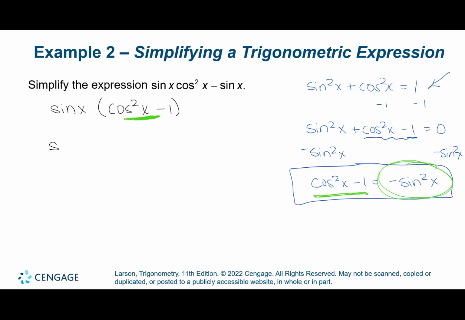So that would give me the sine x on the outside. And then the part in parentheses, I am taking out the cosine squared minus 1 and replacing it with the negative sine squared x. I can do that because they're equal to each other. And now to make this even simpler, I'm just going to multiply these two together. So sine x times negative sine squared x. That's just like x times negative x squared. That gives me a negative sine to the third power of x. And I think this is as simple as we can get it here.